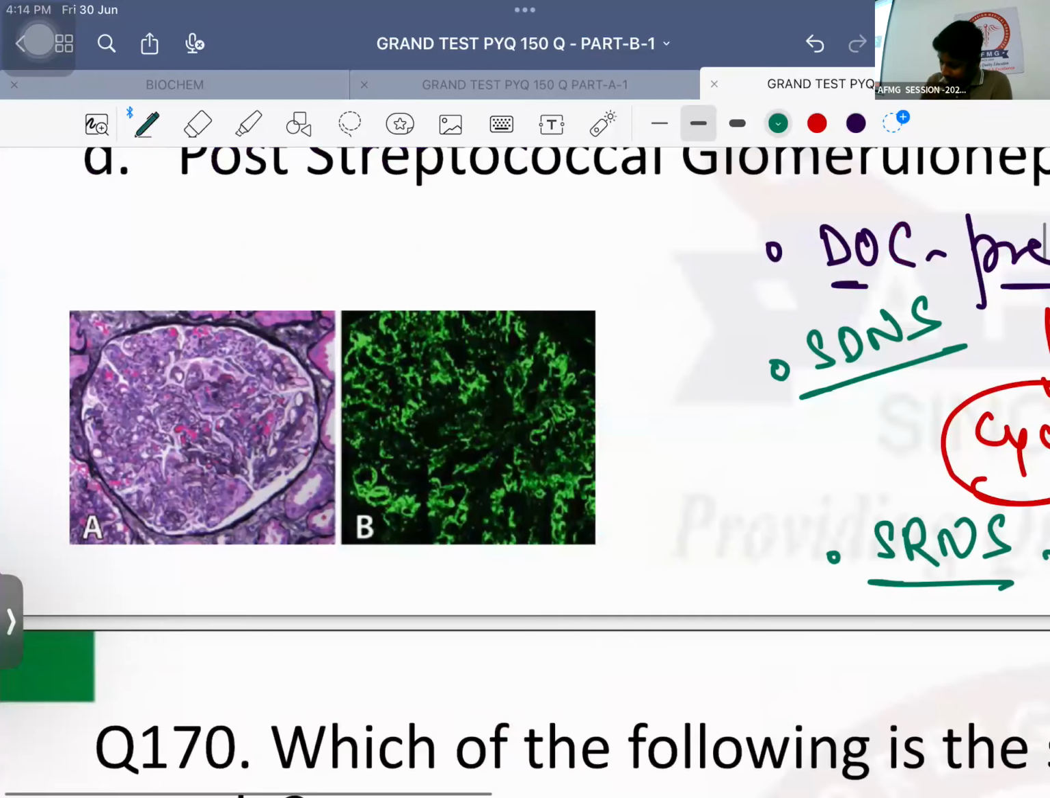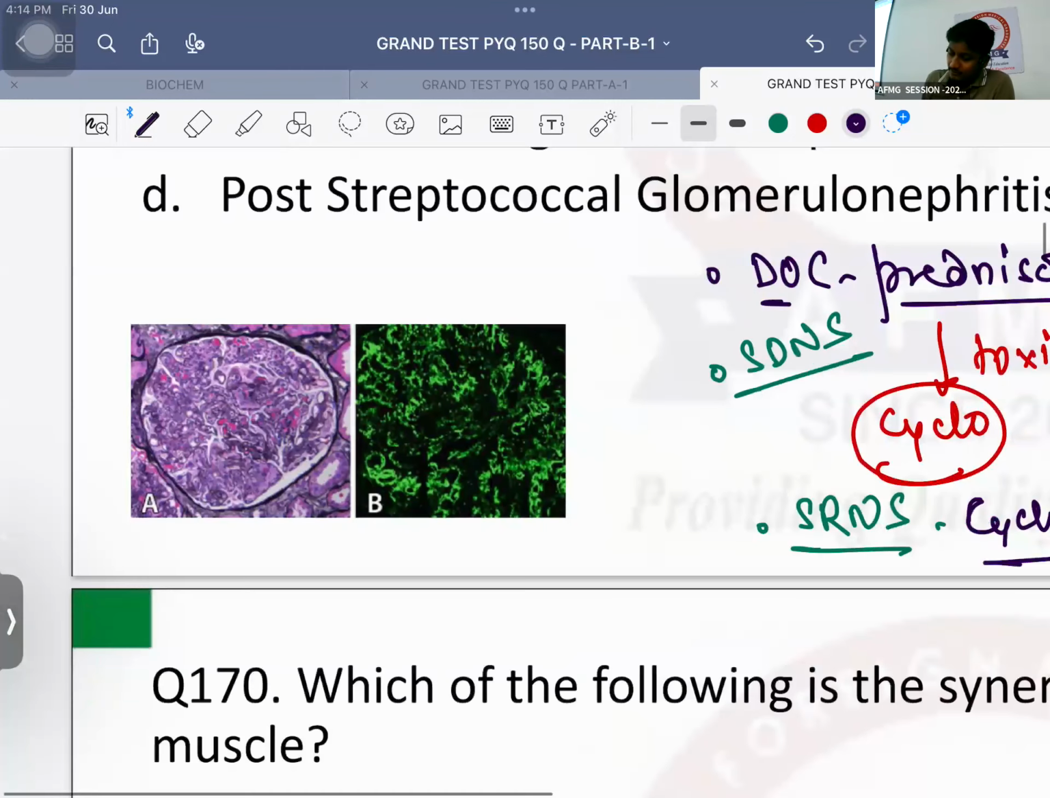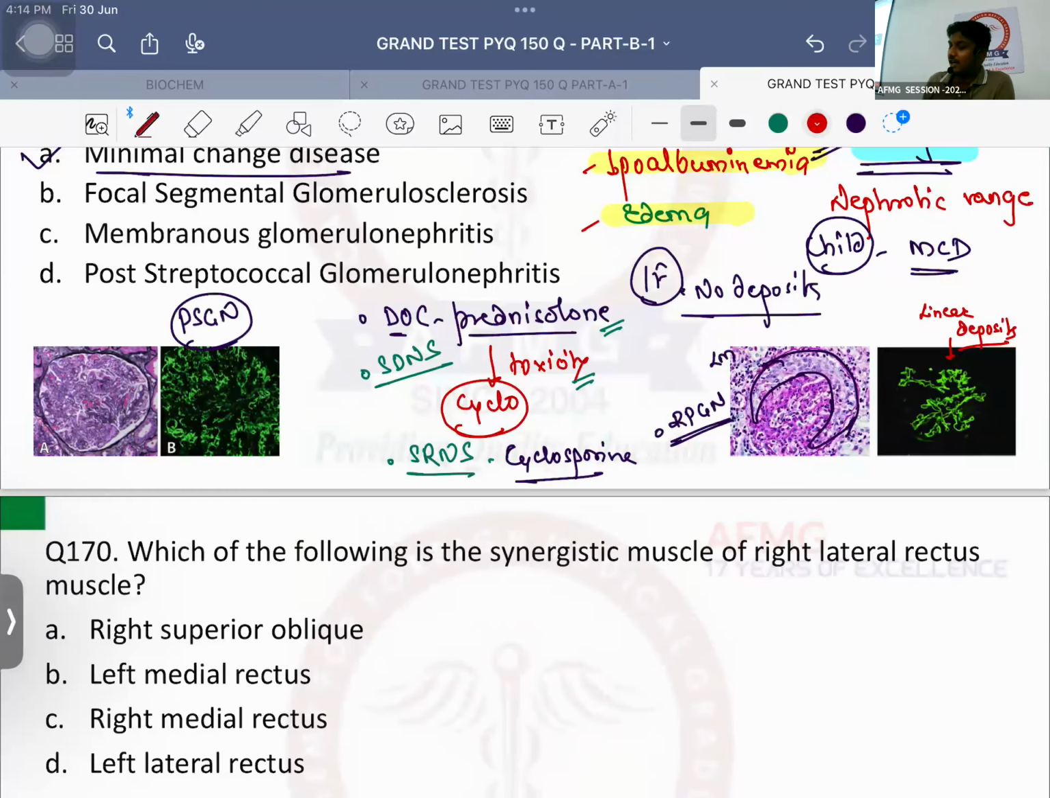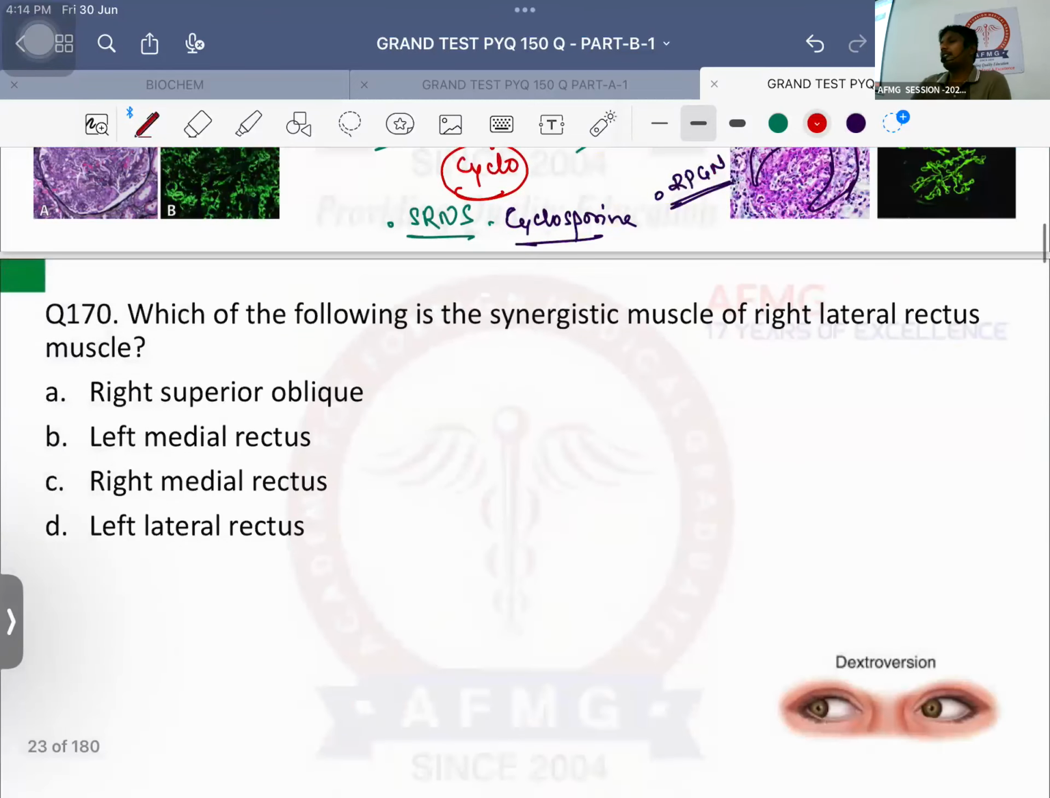What is this, anybody? Which appearance is this? Starry sky appearance, seen in cases of PSGN. If a child has a history of sore throat or impetigo, and 2 to 3 weeks later he presents with cola-colored urine, the diagnosis is PSGN. If a patient has a history of sore throat or pharyngitis or impetigo, and 2 to 3 days later he presents with hematuria, the diagnosis is IgA nephropathy.